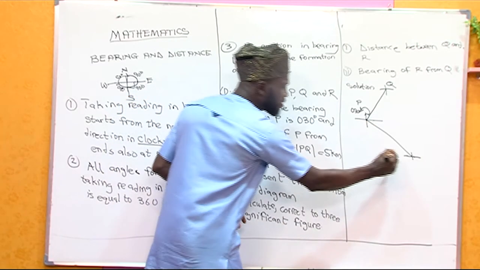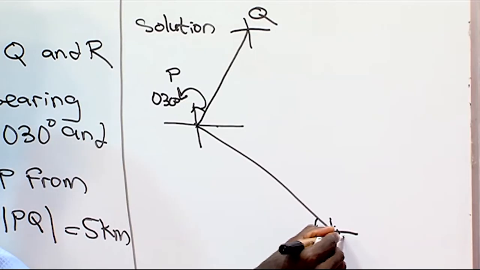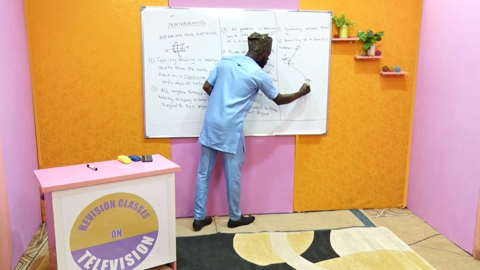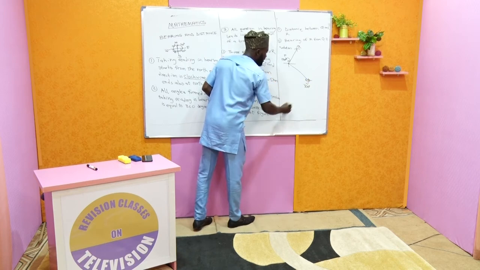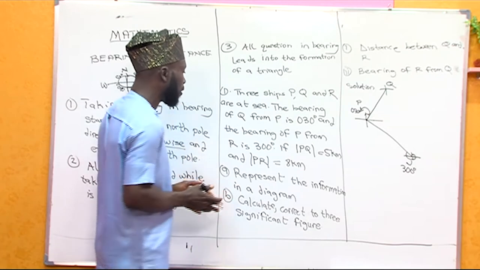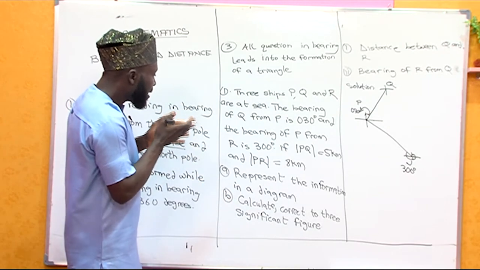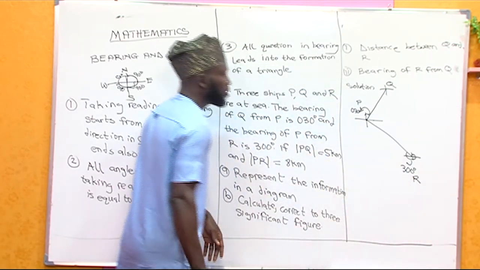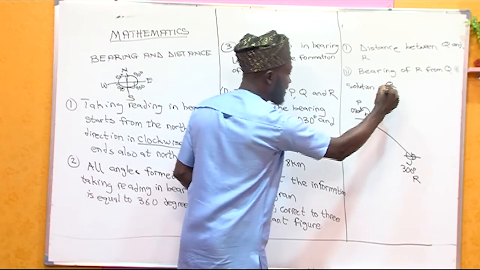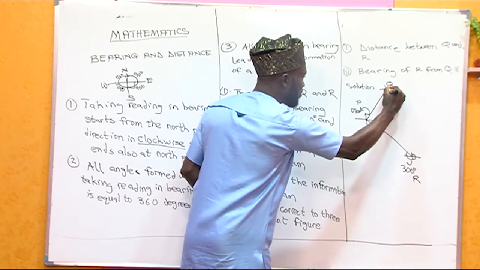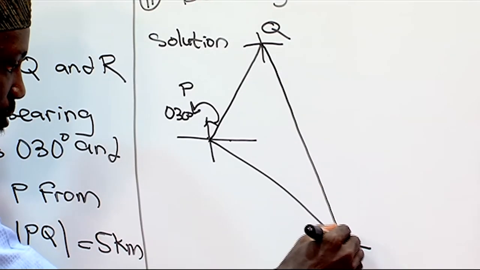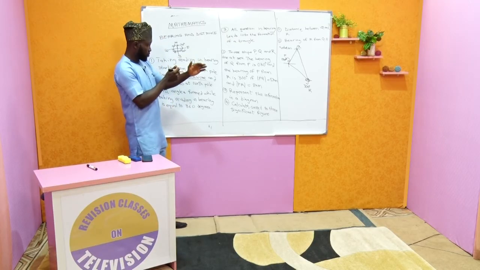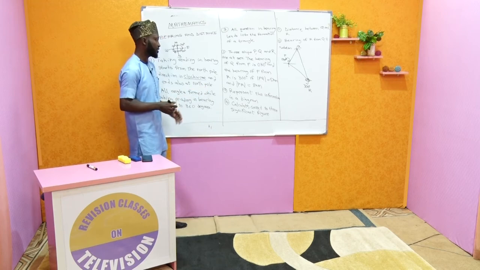Which means my 300 will fall along this line, starting from the North Pole. Which means all this place represents what? My 300 degrees. And this is what? Since it's the bearing of P from R, this place is going to be my R. Then from here, I can join my diagram so that it will take this look. This is the information we are given according to the question, the diagram.